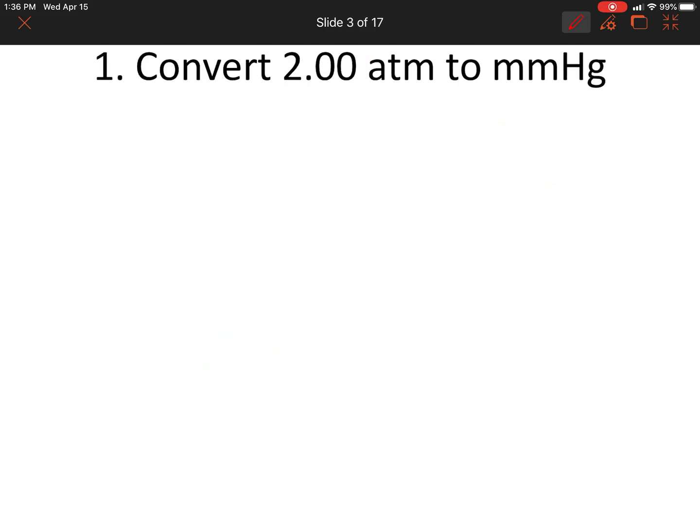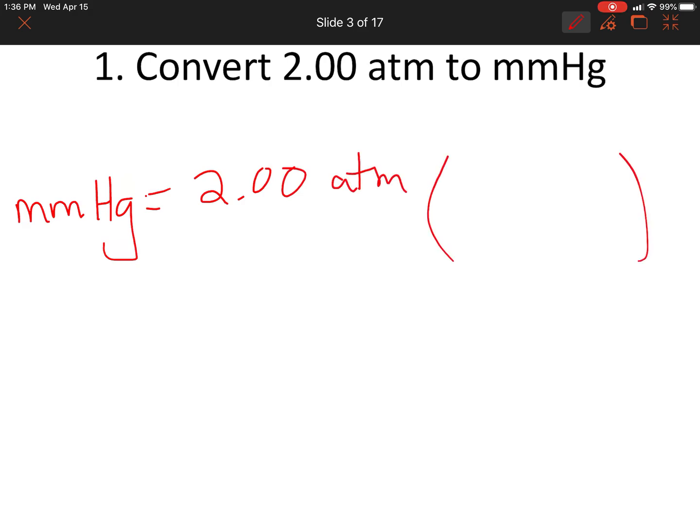Okay, so first question we're going to look at here. Convert 2.00 atmospheres to millimeters of mercury. Again, we're just going to use dimensional analysis. So what are you looking for? You're looking for millimeters of mercury, and then equals, you're going to write down what you know. And then you're just going to multiply that by your conversion factor.